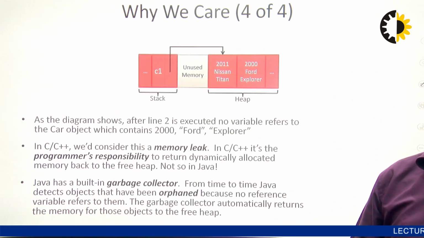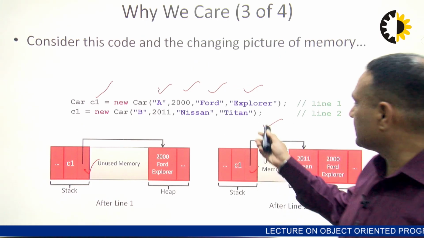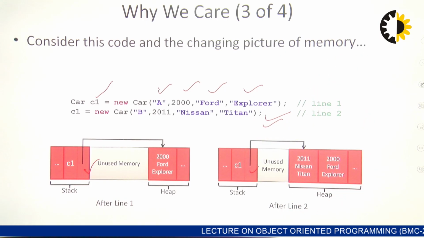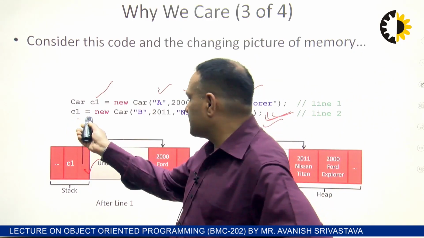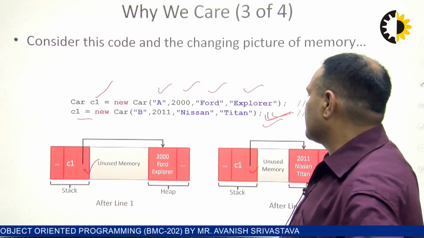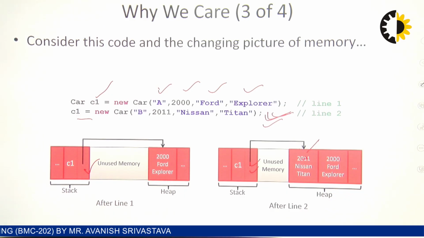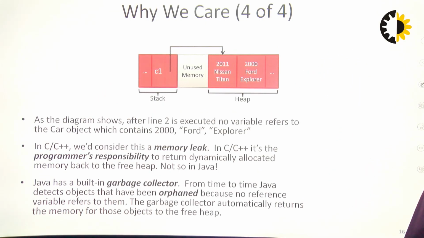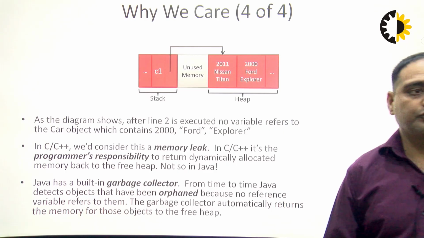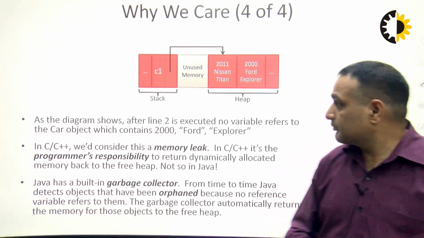As the diagram shows, after line 2 is executed, no variable references the car object which contains 2000 Ford Explorer. The current C1 means the most recent object, that is line number 2, which has the reference. The reference holds the information B, 2011 Nissan Titan. This information is now stored in the C1 reference. Line number 1 had the earlier information, but line number 2 recently has the information 2011 Nissan Titan.